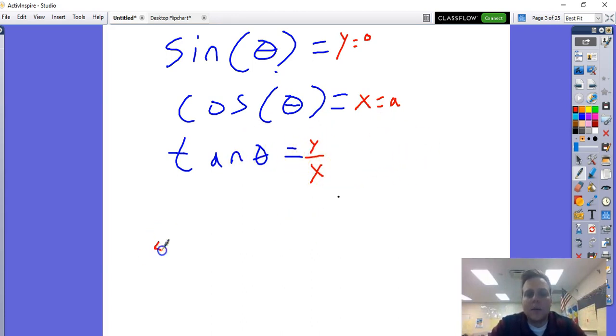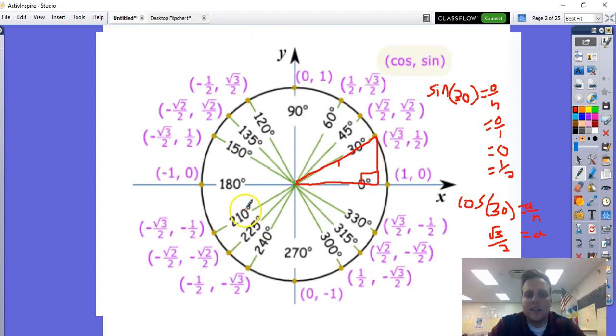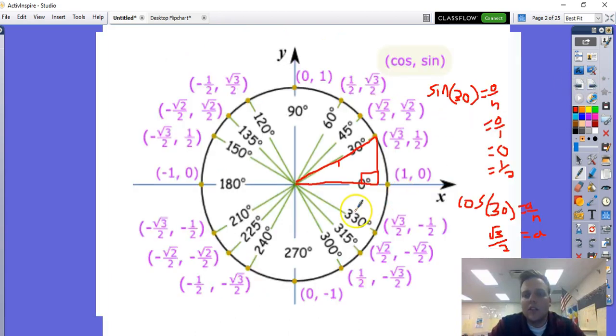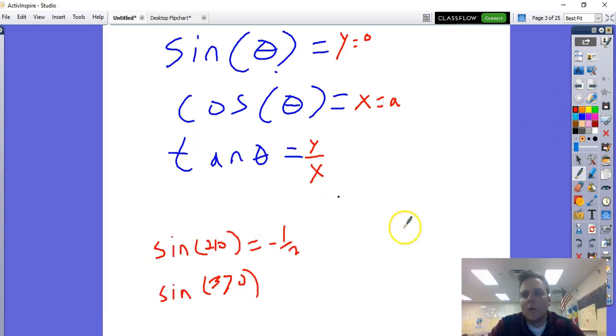So for example, what do I mean by that? Sine of 210 is equal to, you go look at 210 degrees, that's right here, and you look at the y value. It's negative 1/2. So sine of 210 is negative 1/2. So let's say sine of 330. You go to your unit circle, 330, you look at the y value. It's negative 1/2. I keep choosing the ones that end up being negative 1/2.